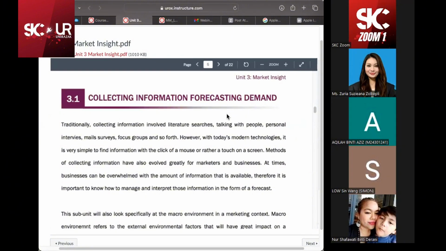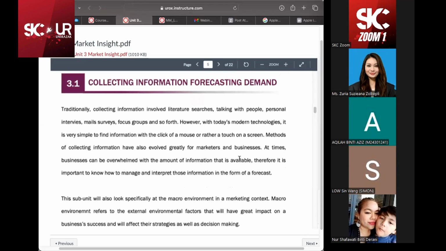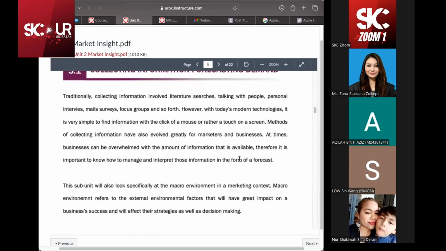Okay, so traditionally collecting information involves literature research, talking with people, personal interviews, but in this modern technology, it is very simple to find information. If we want to do CRM, is it CRM? That one is customer relationship management, right? Is there a specific term for the email marketing? I can't remember what it is. Too long time ago. So nowadays, in order for us to collect information, even to study our target market, to study our competitors, it's with a single click of a mouse or a touch on the screen. At times, business can be overwhelmed with the amount of information that is available.